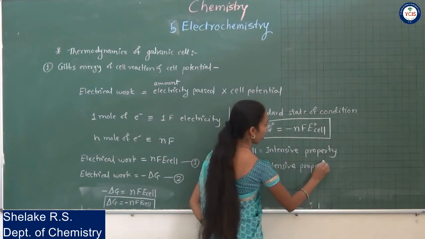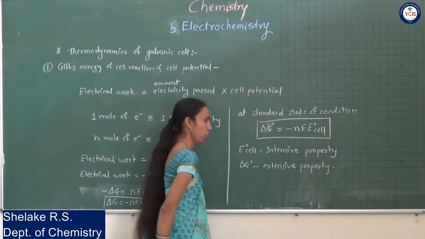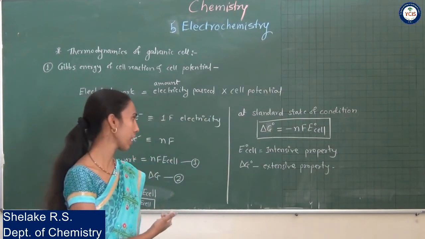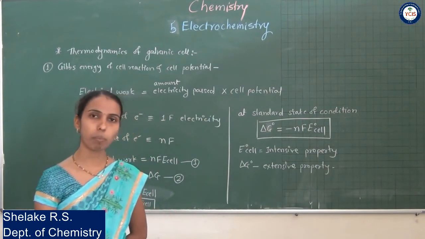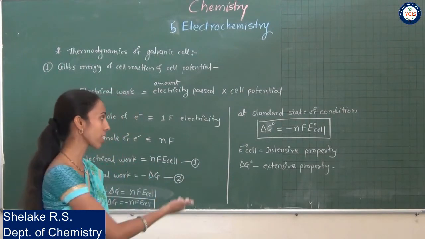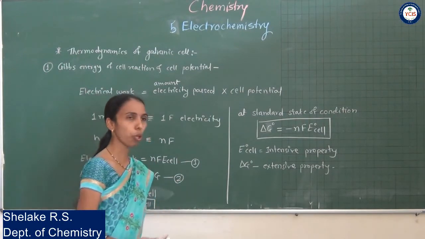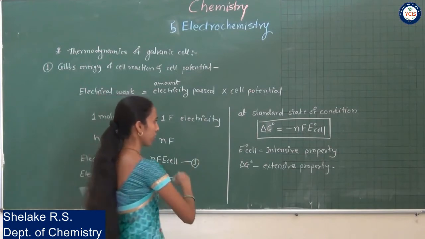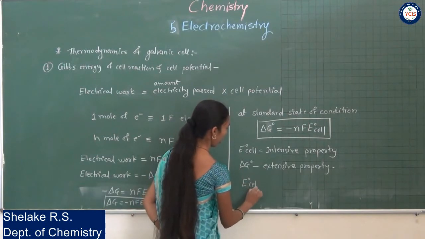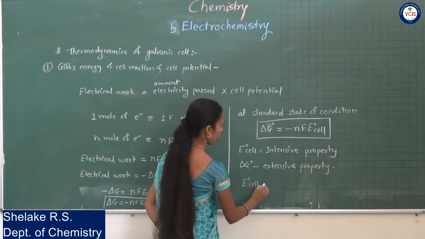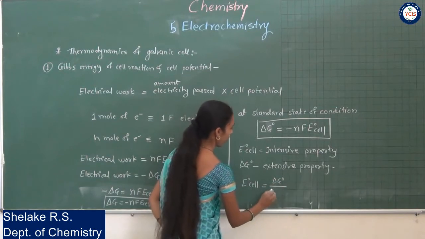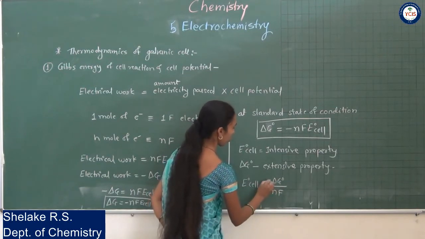Extensive means what? The amount of matter, or this property, that is the value of delta G0, depends on the amount of matter present in the system. That is why this is an extensive property. But the extensive property, I will see here. If you rewrite this like this, the E0 cell is set by a formula here. What you will get? E0 cell is equal to delta G0 divided by nF. So the value is a minus.